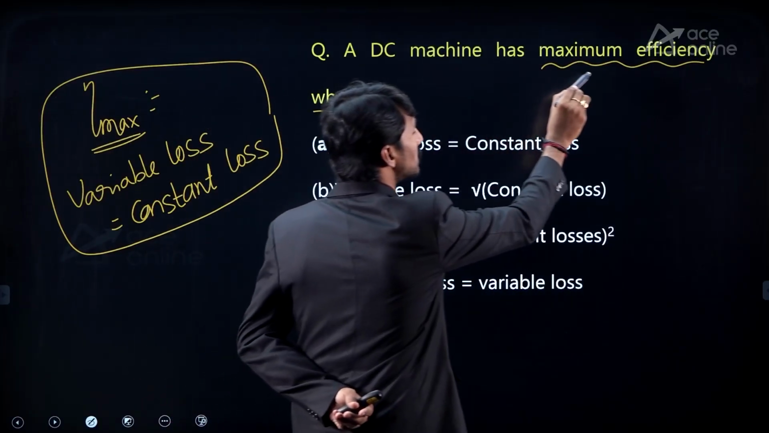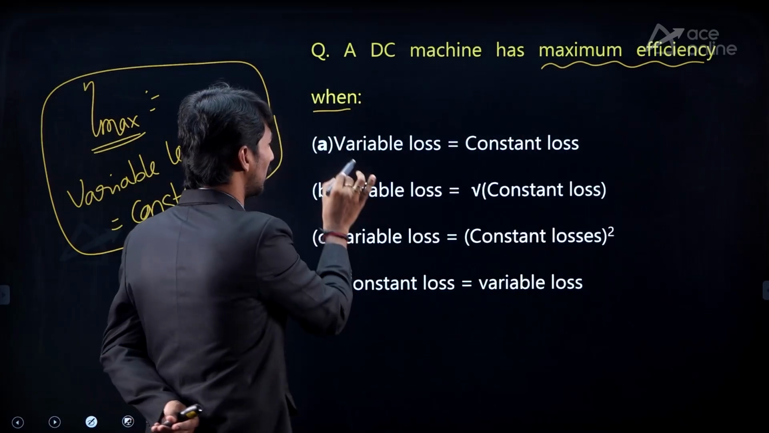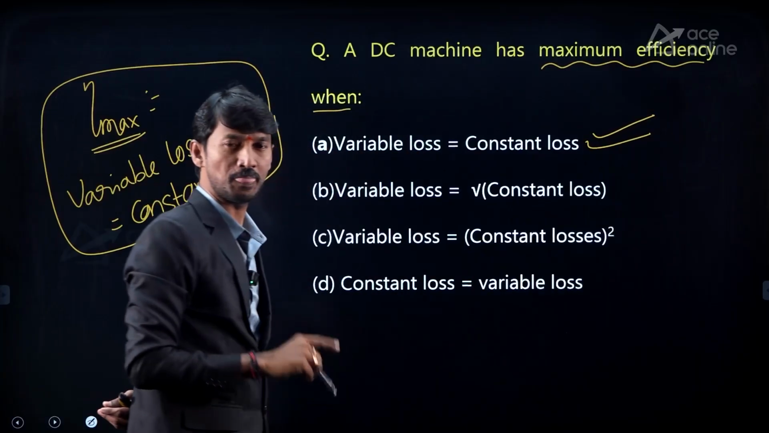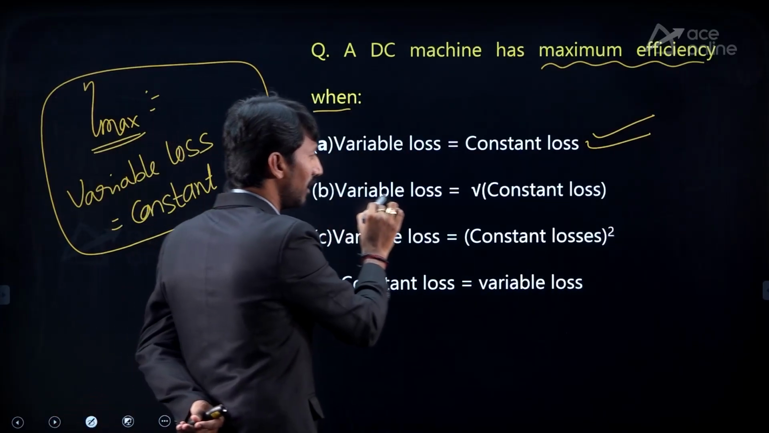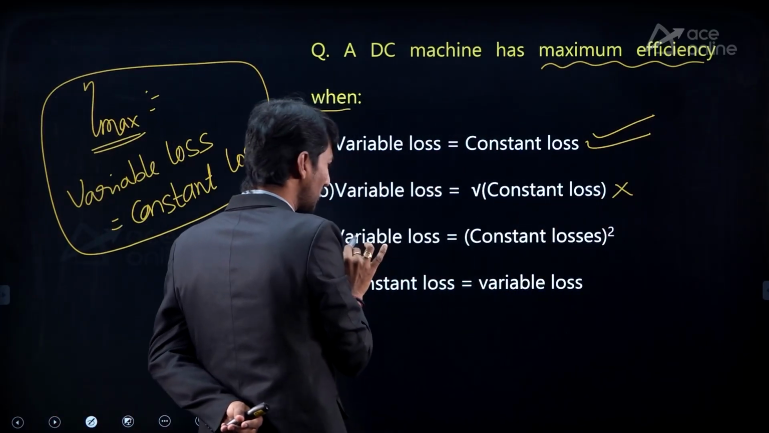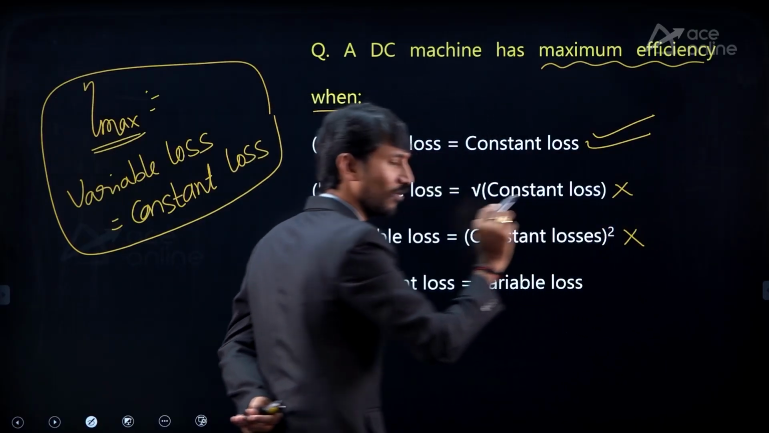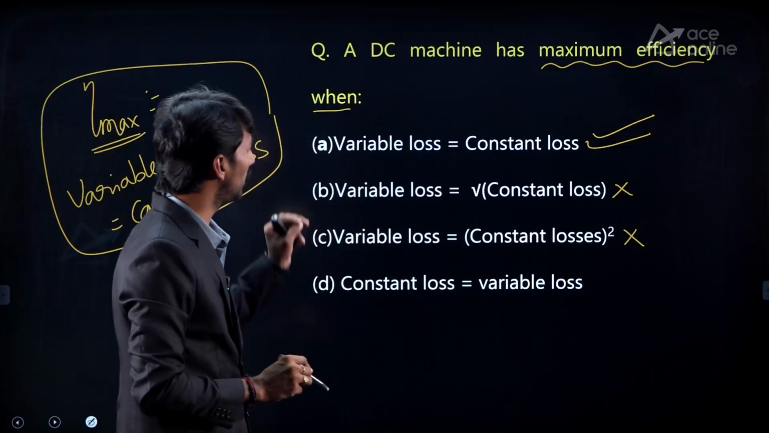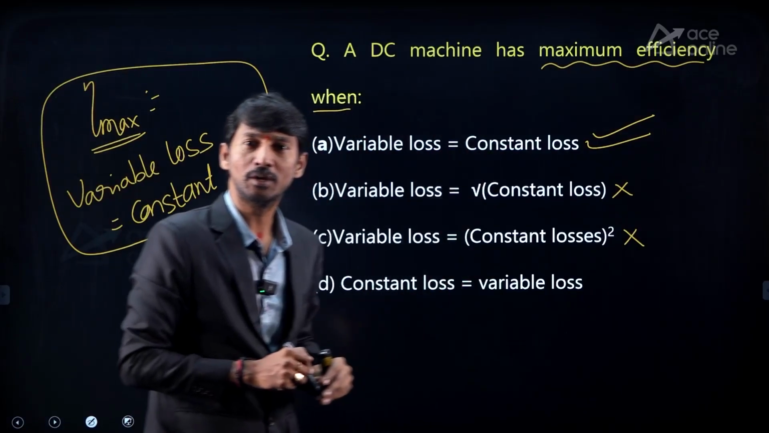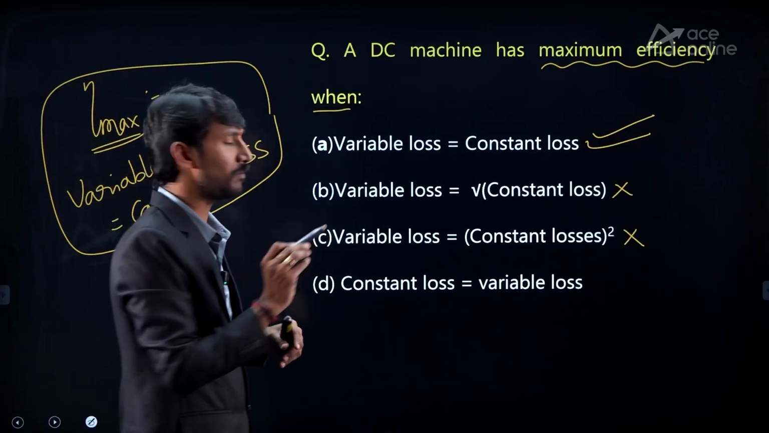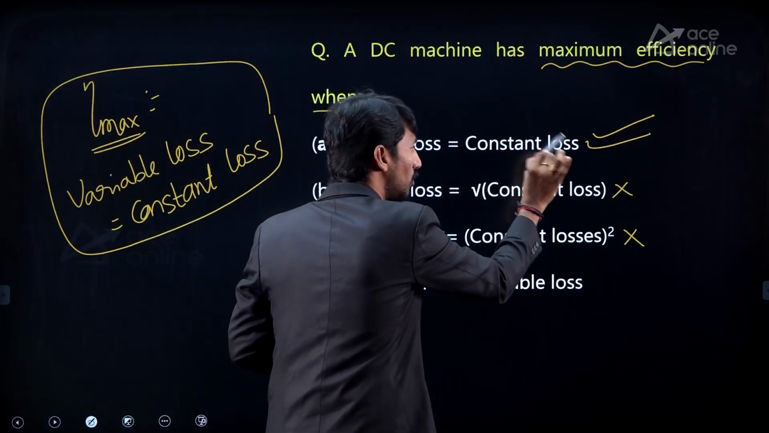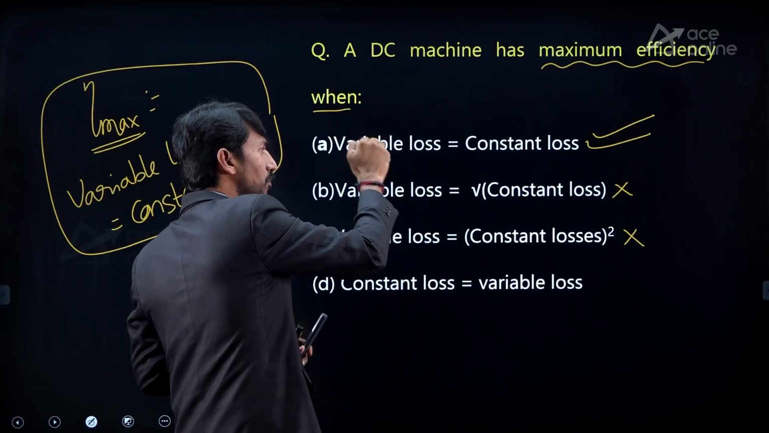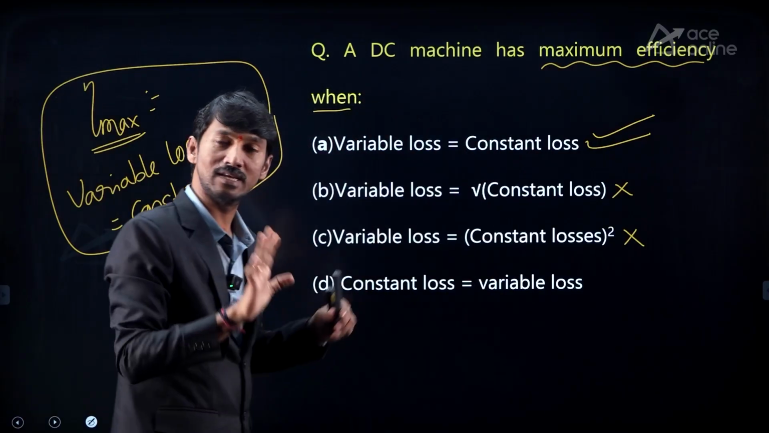The DC machine has maximum efficiency when? So the direct option, variable loss is equal to constant loss, is the answer. But a very important point: variable loss equal to root of constant loss is wrong. Variable loss equal to constant loss square is also wrong. People's general doubt is, sir, constant loss equal to variable loss, and variable loss equal to constant, are both the same? No, both are not the same. Variable loss equal to constant loss means we are varying the variable losses and making them equal to the constant loss. That is correct.